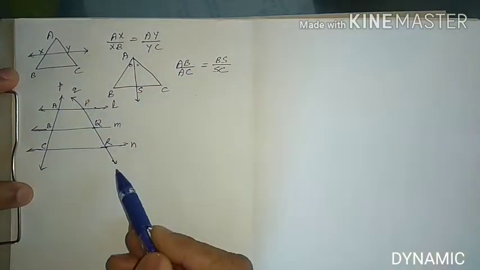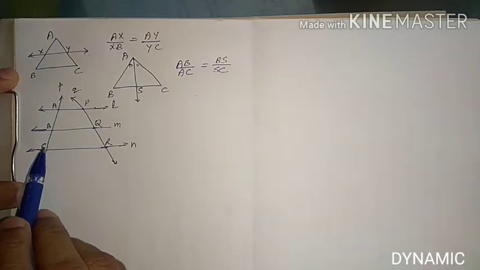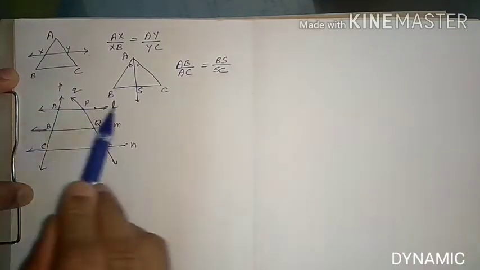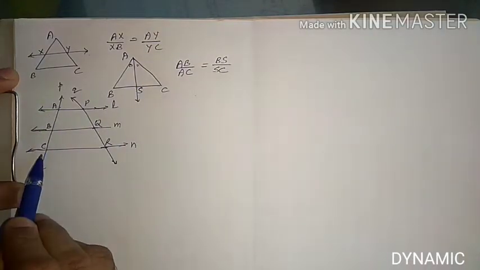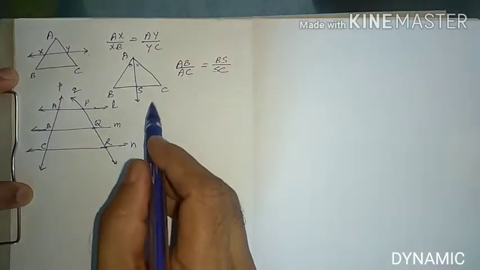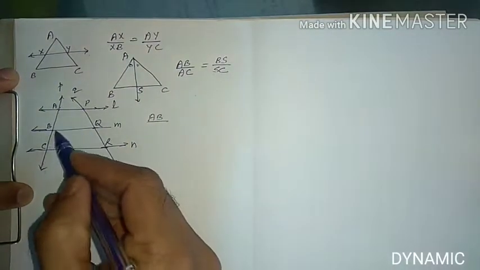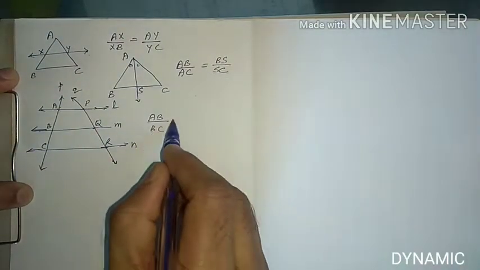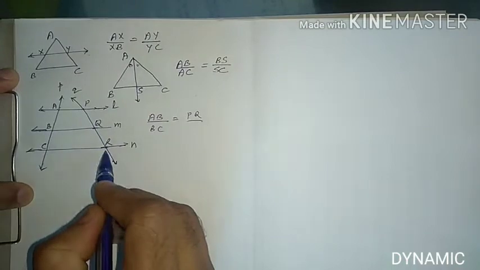These are transversals. This is called intercepts made by three parallel lines. The intercepts made on transversal are AB, BC, and here PQ, QR. So the third one says that AB upon BC is equal to PQ upon QR.